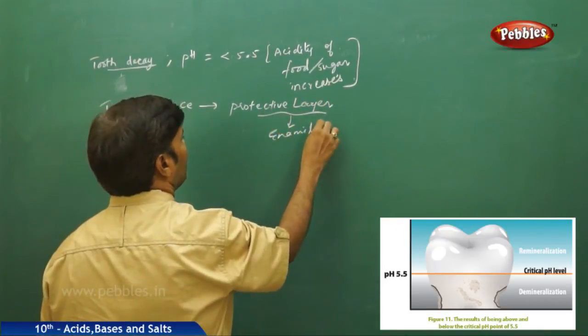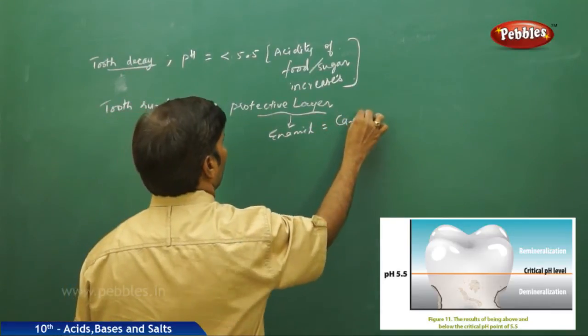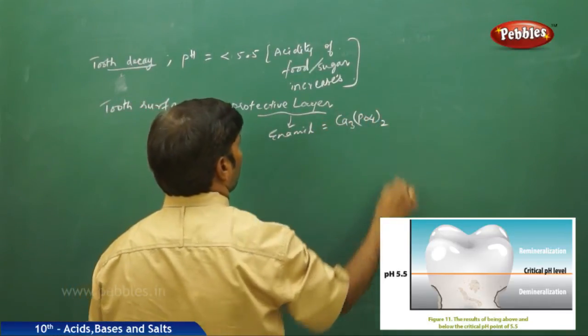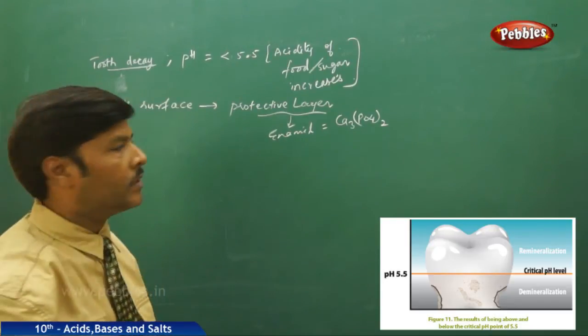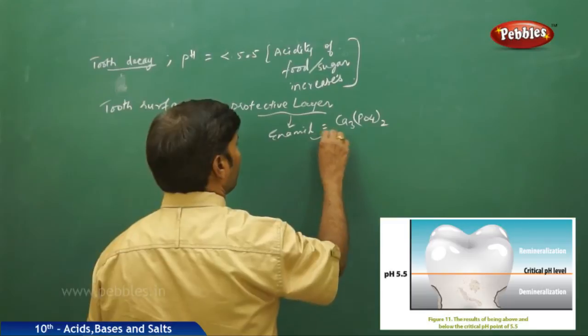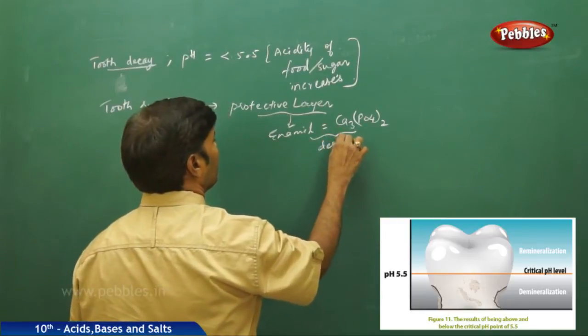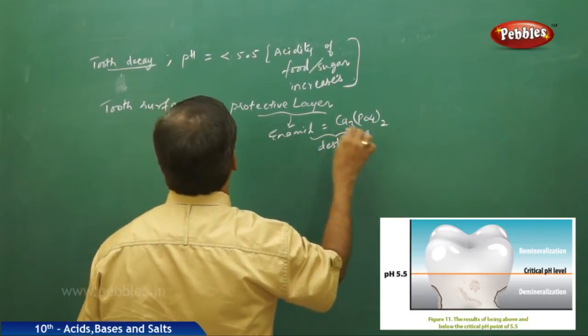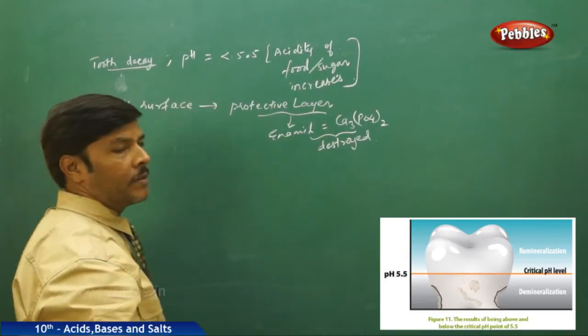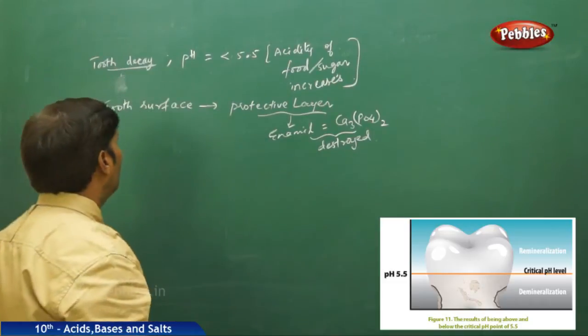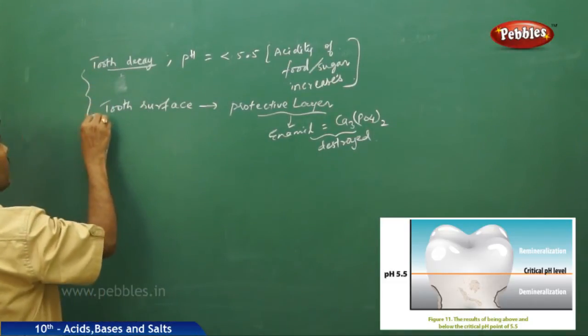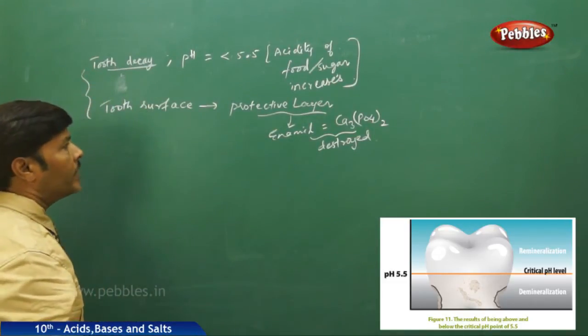This enamel contains a compound called calcium phosphate, Ca3(PO4)2. This calcium phosphate enamel gets destroyed if the pH is less than 5.5. So this is one important biological application of the pH scale.